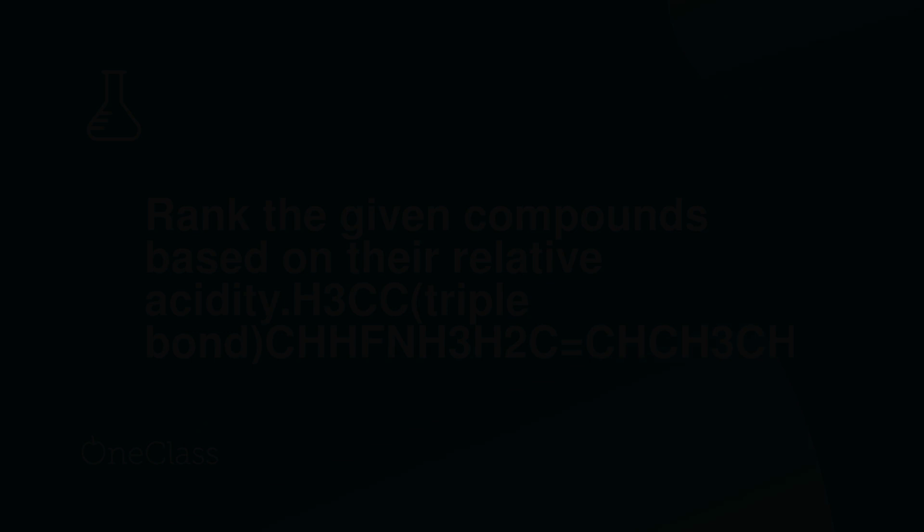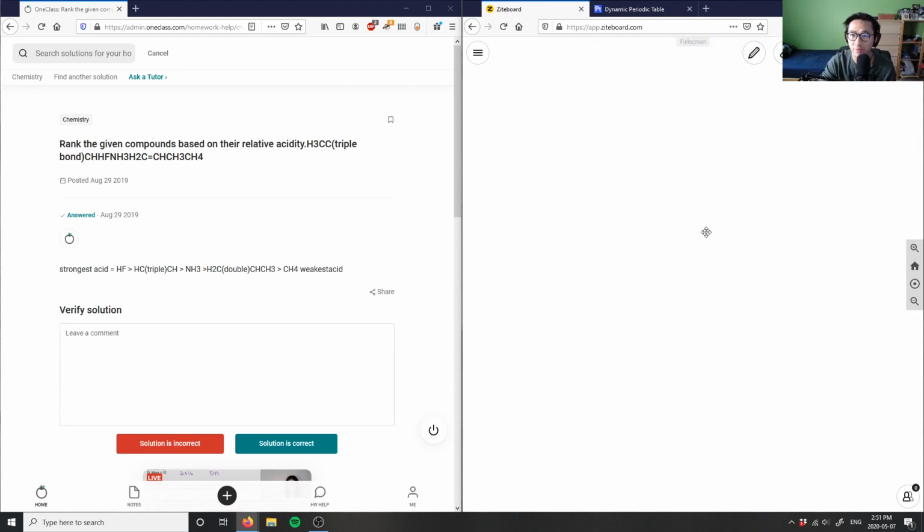And then finally, I guess I'll just do this last question here. This one would be number 7 for today, and we'll save the rest of the problems for next time. But it's asking: rank the given compounds based on their relative acidity. So let me go from, I guess I'll go from strongest to weakest, just like the solution did.